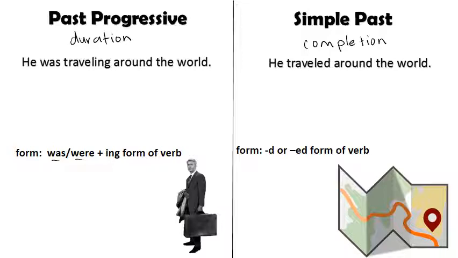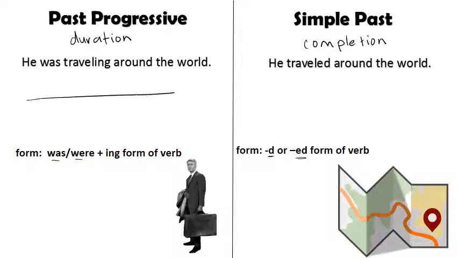Well, I know that he was traveling around the world, but do I know that he finished? No, I don't. I know when it happened in the past, but I don't know if he had ever stopped traveling around the world. Whereas if I look at the simple past, he traveled around the world, and let's look at the structure here. We have the D or ED form of the verb, so basically just the past tense form of a verb. I know that he traveled and he stopped.